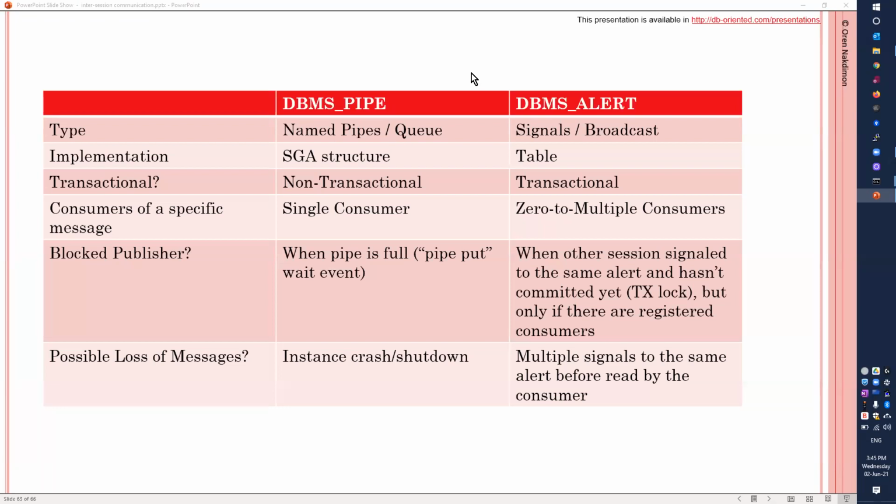Okay, so Chris is asking, have I used pipes or alerts in a real system? If so, can you share details? So yes. Regarding the pipes, it was a long time ago, for a logging mechanism, for writing something that is quite similar to the demo I showed, but with many more details.